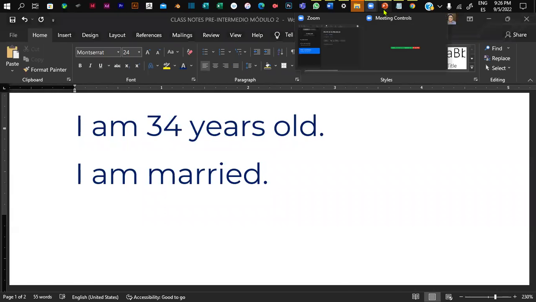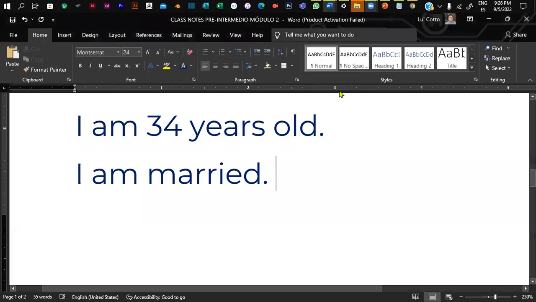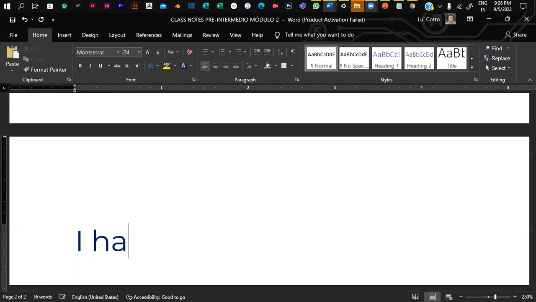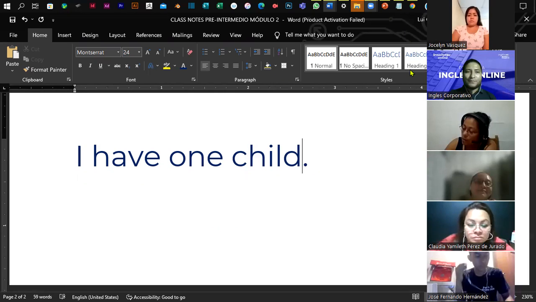What is next? Not yet. Not yet. Okay, we are in this part. Estamos en esta parte. Children? One children. I have, in this case, is I have. Ahora sí es I have. I have children. One children. Children is plural. We need to say two. One child. Niño, niña, one child. Okay, because children is plural. Good. And what is next?